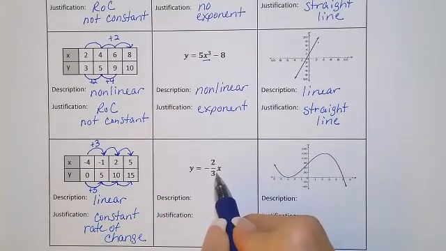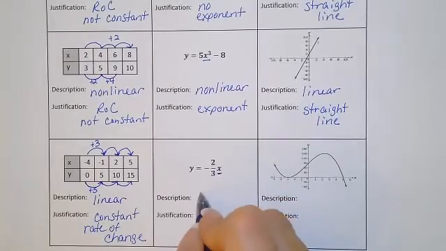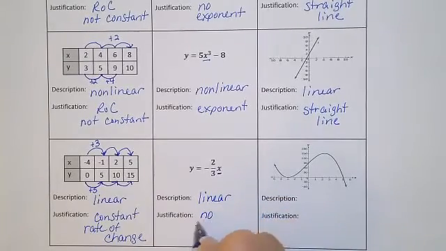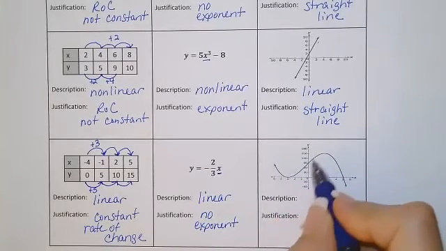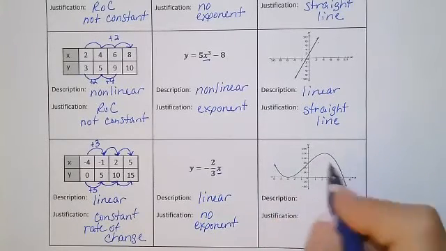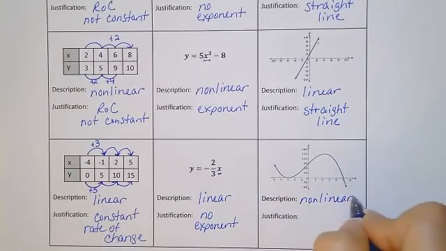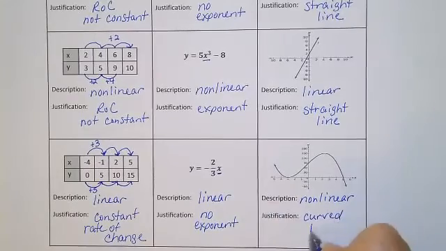All right, we have an equation. We're going to check x, and x does not have an exponent, so it would be linear. It has no exponent. And our graph. Looking at this line, it is definitely not straight, so that means it is nonlinear. It has a curved line.